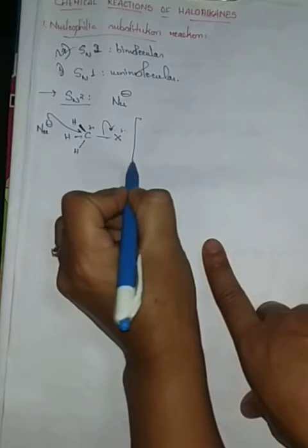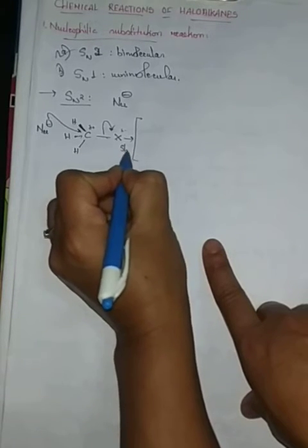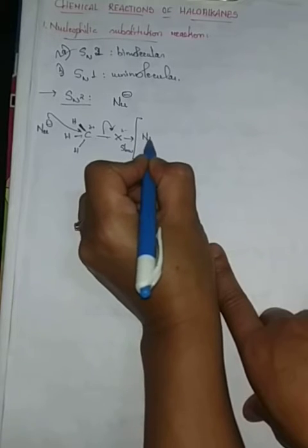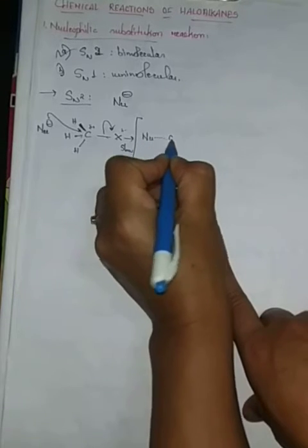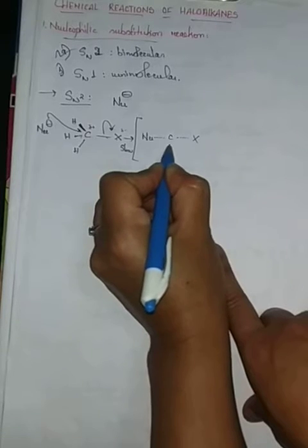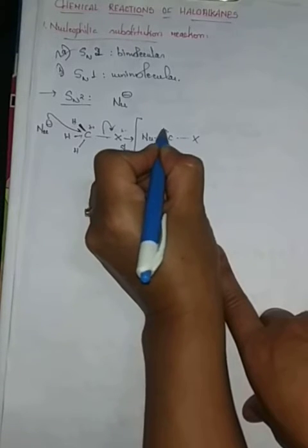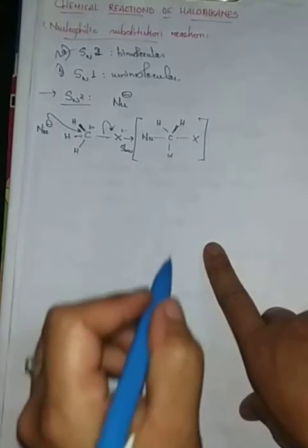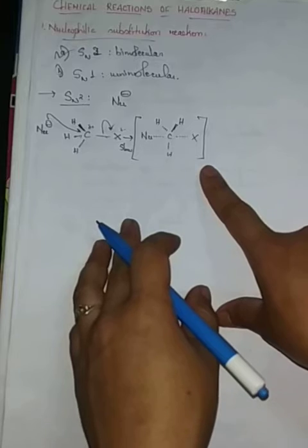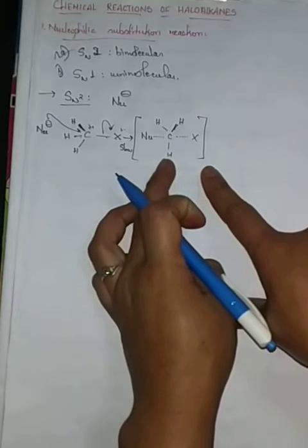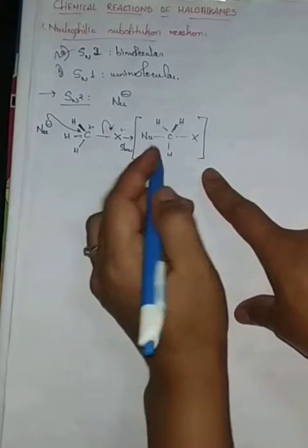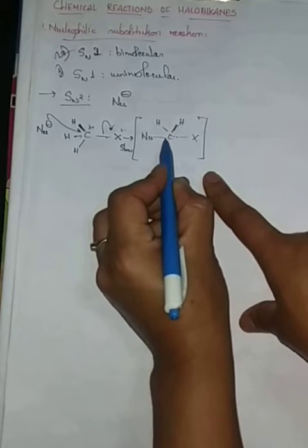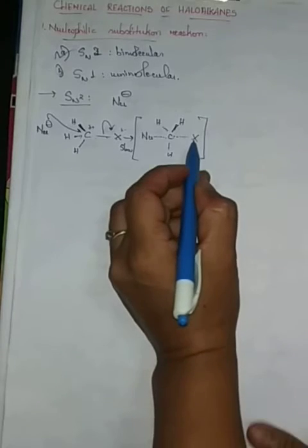Now here, from here to here, it is a very slow step, and it leads to the formation of a transition state. The nucleophile is attached, our carbon to halogen bond is here, our hydrogen is here. This is the transition state. Now, in this state, the carbon atom is simultaneously bonded to our incoming nucleophile as well as the leaving group, that is our halogen atom.